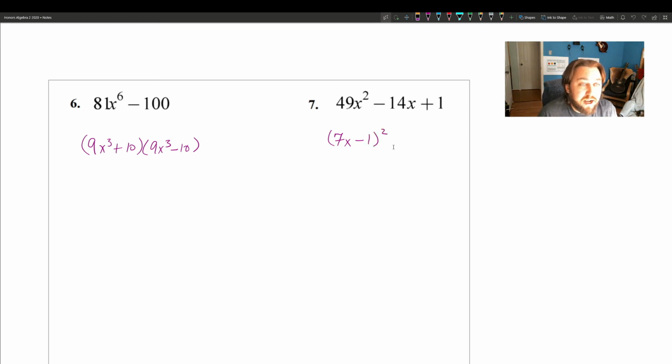Let's see if that is correct. 7 squared, 49. x squared. Negative 1 squared is positive 1. 2 times a times b. So 7 times negative 1 is negative 7. Times 2, negative 14. Checks out. So if you understand these special factoring cases, you can see that the factoring goes a lot faster than something like factoring by grouping.